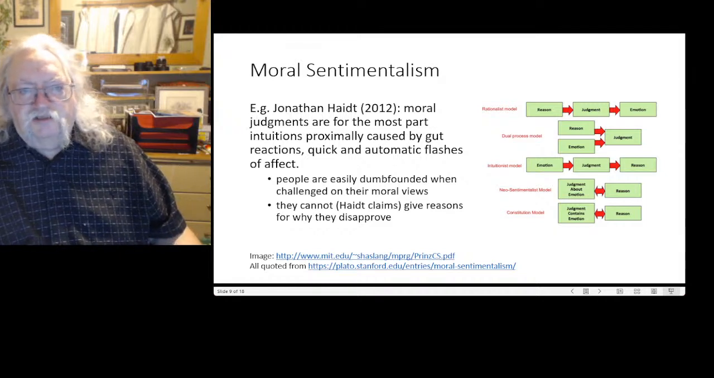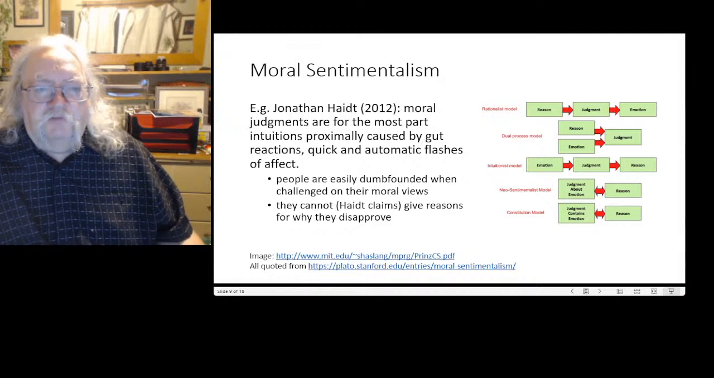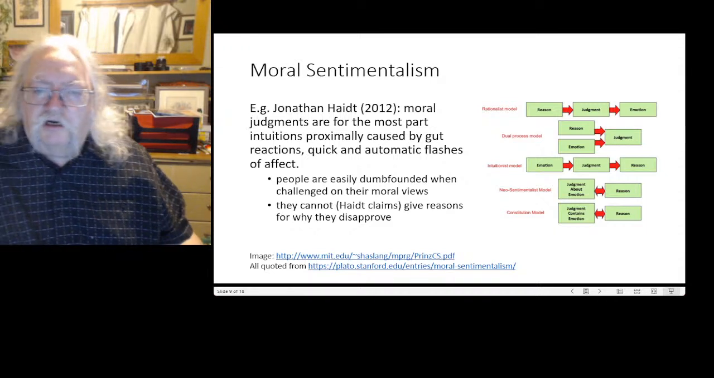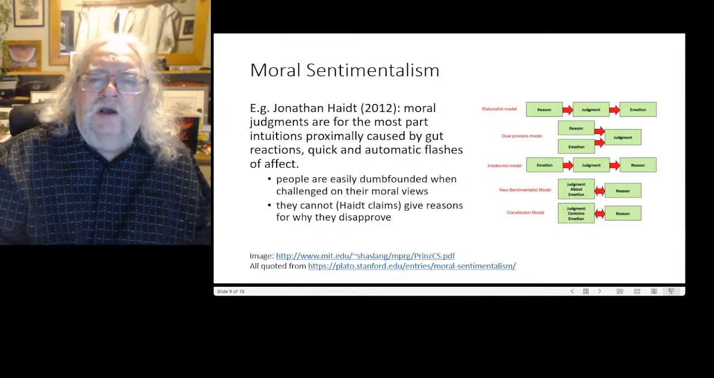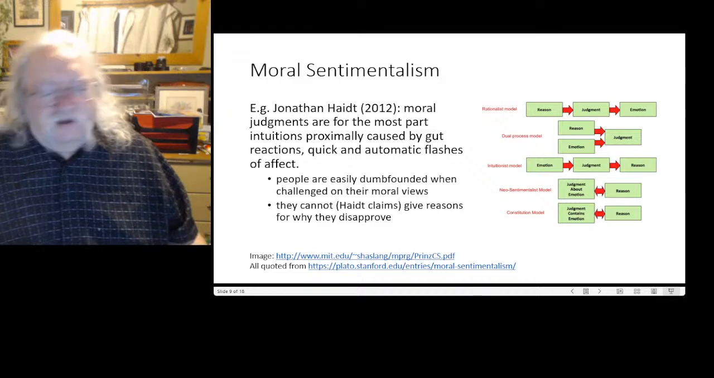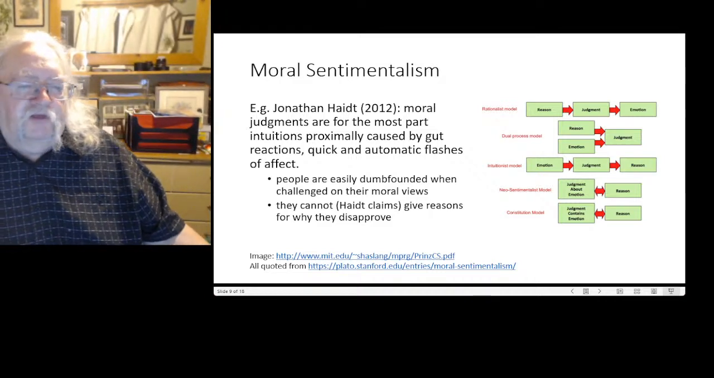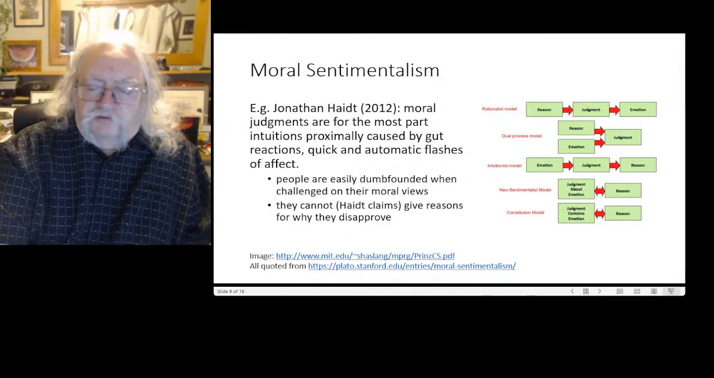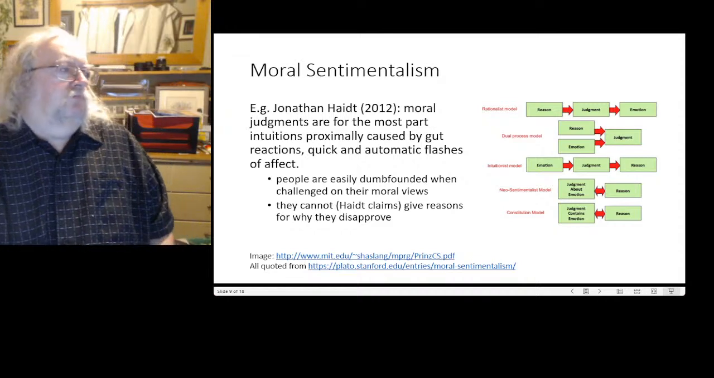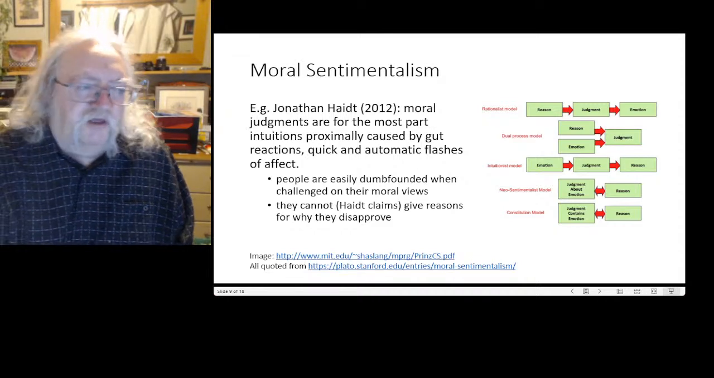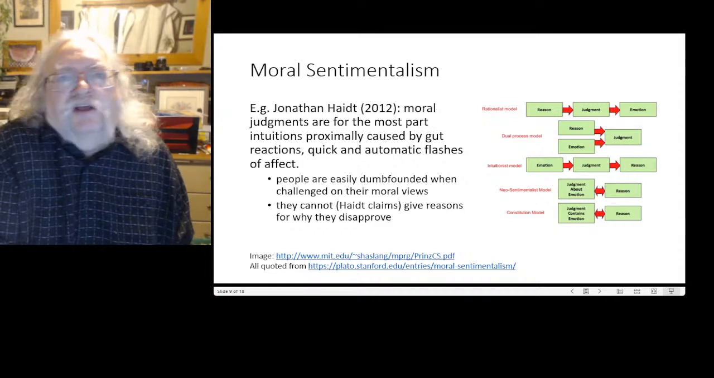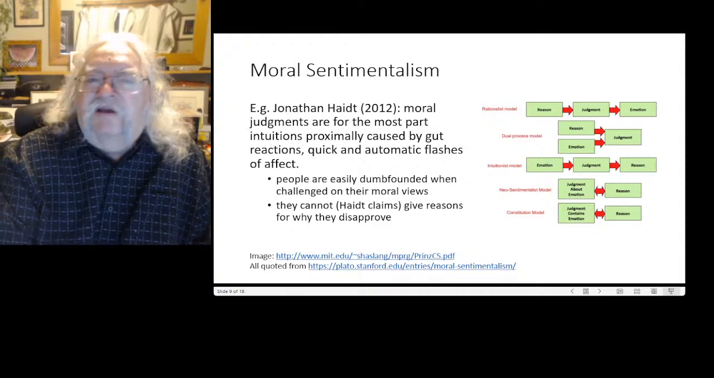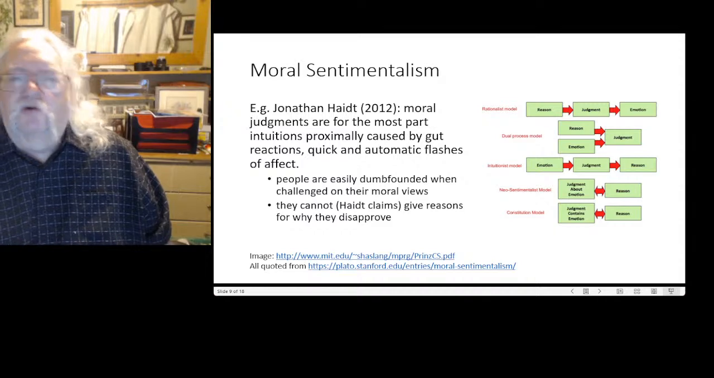Jonathan Haidt talks about this most recently, talking about the idea that moral judgments are, for the most part, intuitions proximately caused by gut reactions, quick and automatic flashes of affect. And why do we say this? Well, a couple of things. People, he says, are easily dumbfounded when challenged on their moral views. What do you mean you're not sure why I think murder is wrong? Everybody thinks murder is wrong. That sort of reaction, right? And when you press them, says Haidt, they can't really give reasons for why they disapprove of a moral action.